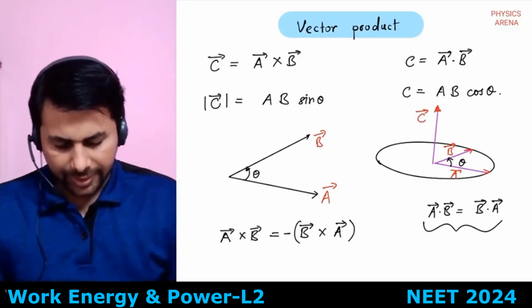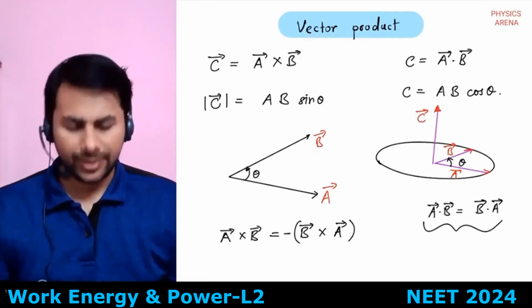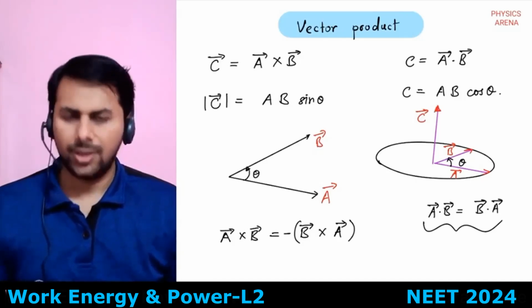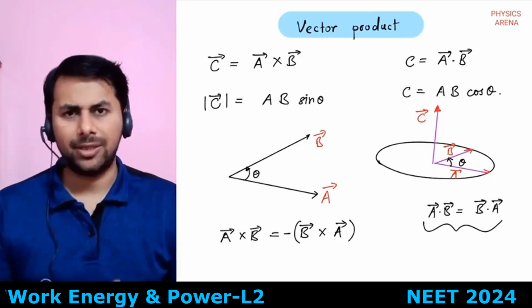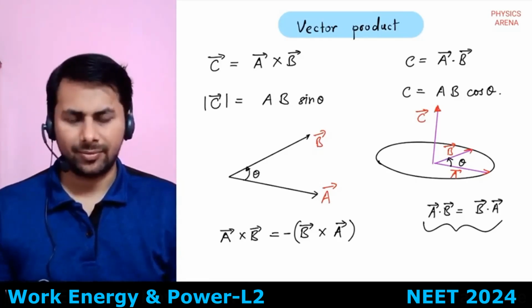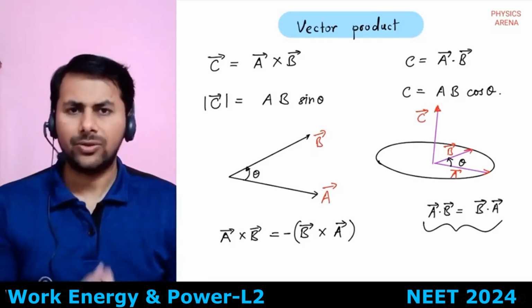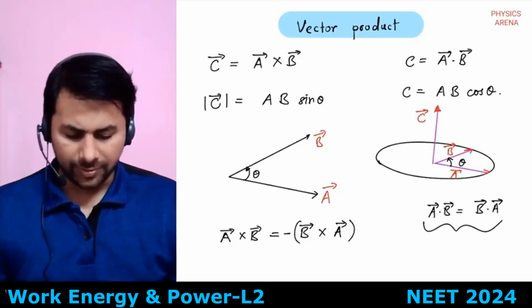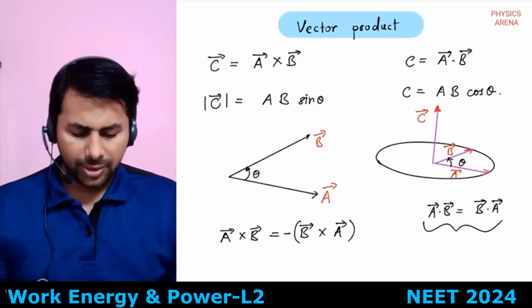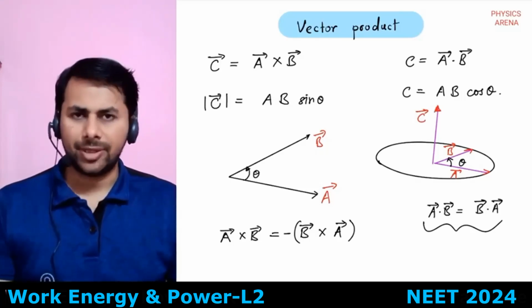So next, let us see the vector product of two vectors. Scalar product comes when you have two vectors and you multiply them, and the resultant is a scalar. Vector product will come when you have two vectors and the resultant is also a vector. Its examples we'll see in the next chapter.